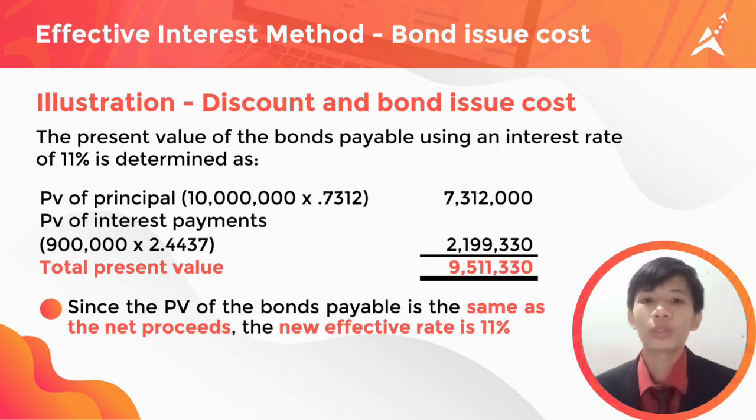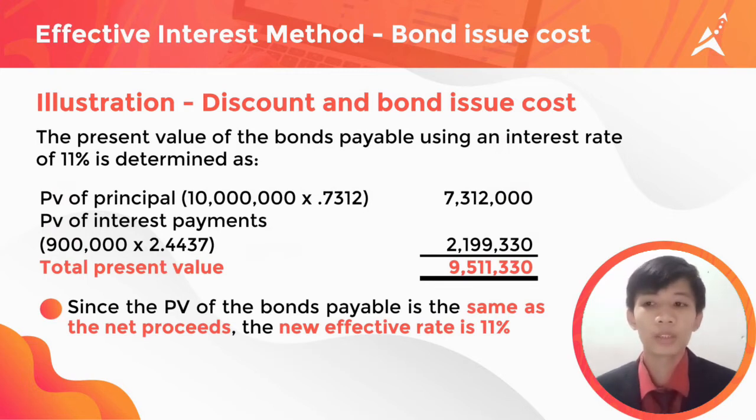So the present value of the bonds payable using an interest rate of 11% is computed as follows. The present value of principal is computed by multiplying 10 million principal amount by the 0.7312 present value of a single payment at 11%, resulting to 7,312,000. And the present value of interest payments is computed by multiplying 900,000 annual interest payments by 2.4437. We get the 900,000 annual interest payments by multiplying the principal by the given stated rate of 9%.